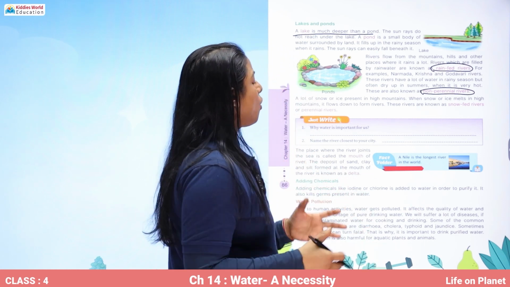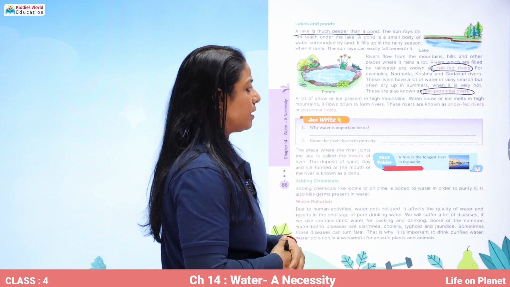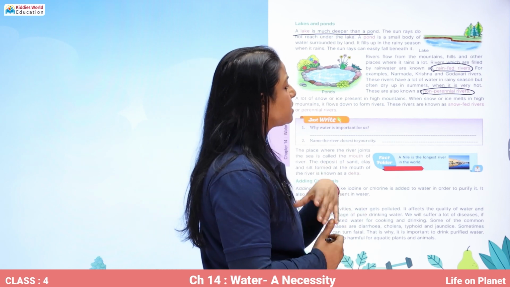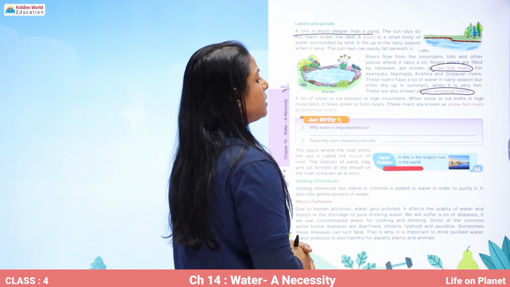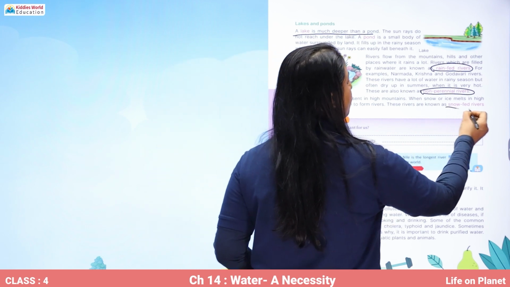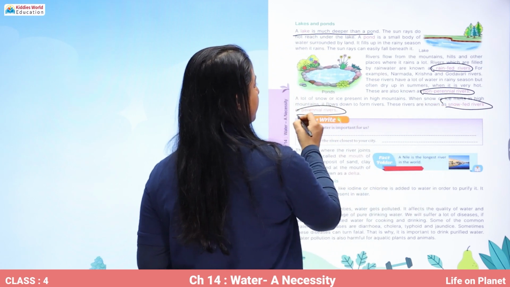A lot of snow or ice is present in high mountains. When snow or ice melts in high mountains, it flows down to form rivers. These rivers are known as snow-fed rivers or perennial rivers.